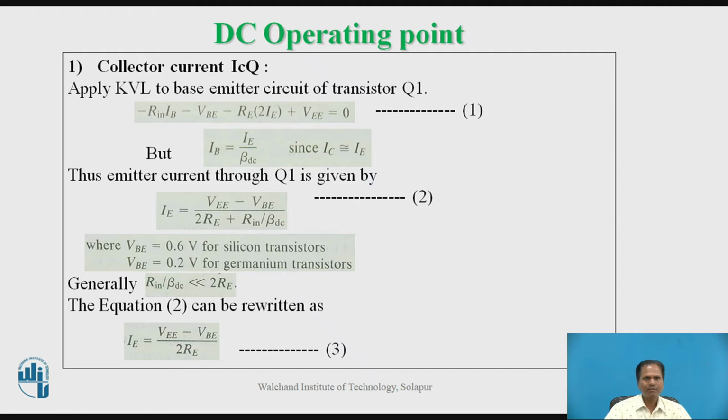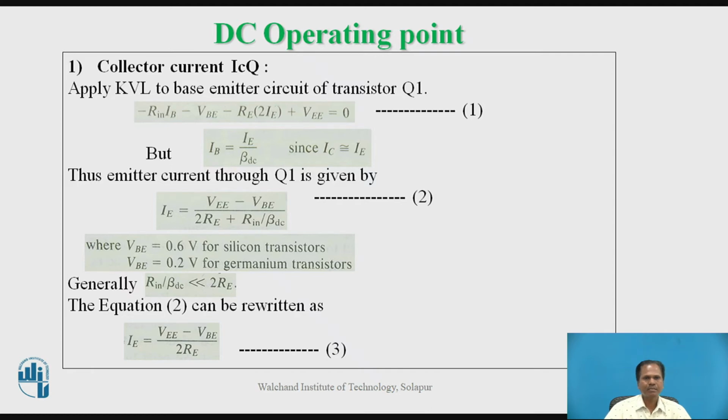Apply KVL to the base emitter circuit of transistor Q1. Using Kirchhoff's voltage law, we can write a voltage equation: minus Rin into IB minus VBE minus RE into 2I plus VEE equal to 0, as Rin1 and Rin2 are equal, so we designate them as Rin. But IB is equal to I upon beta DC. Since the emitter current I is approximately equal to the collector current, replace IB by I upon beta DC.